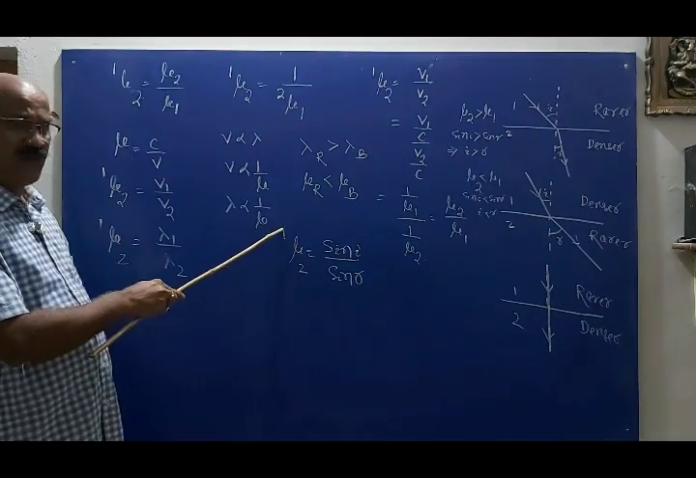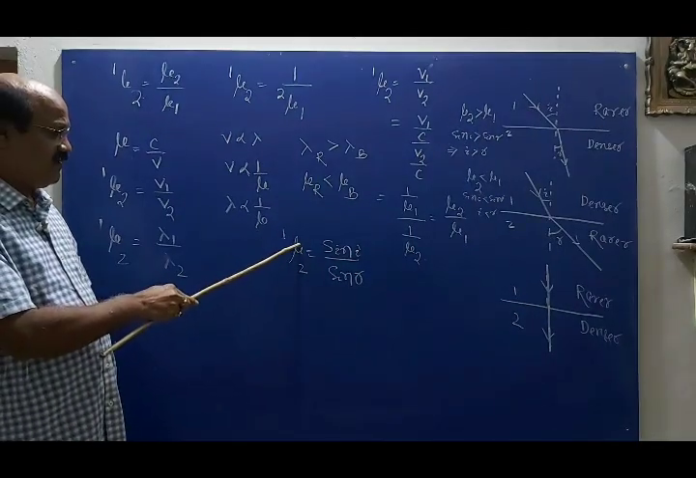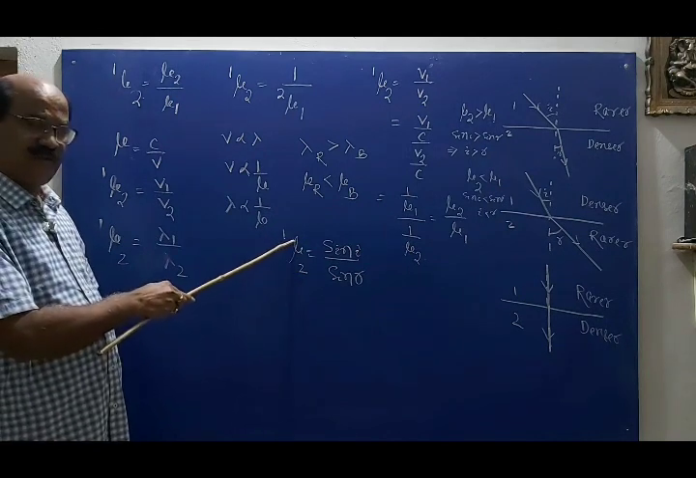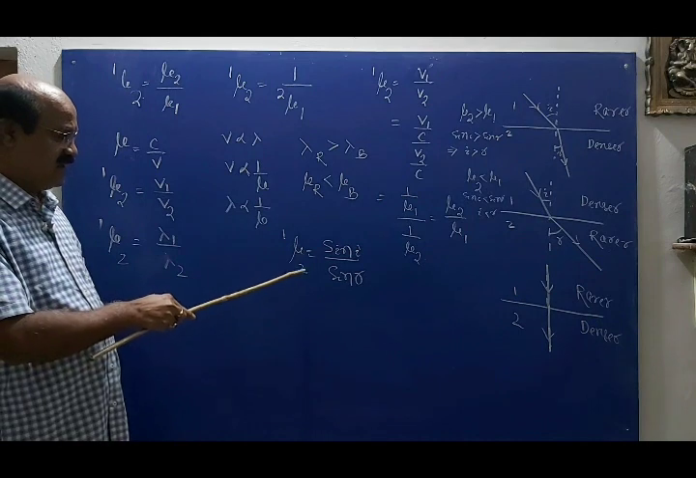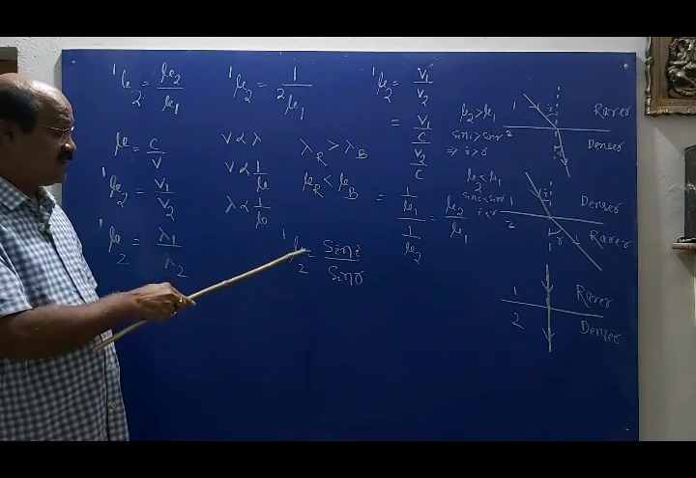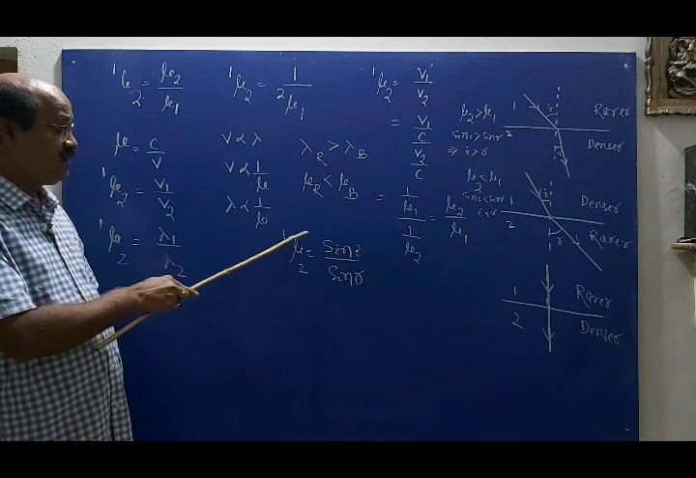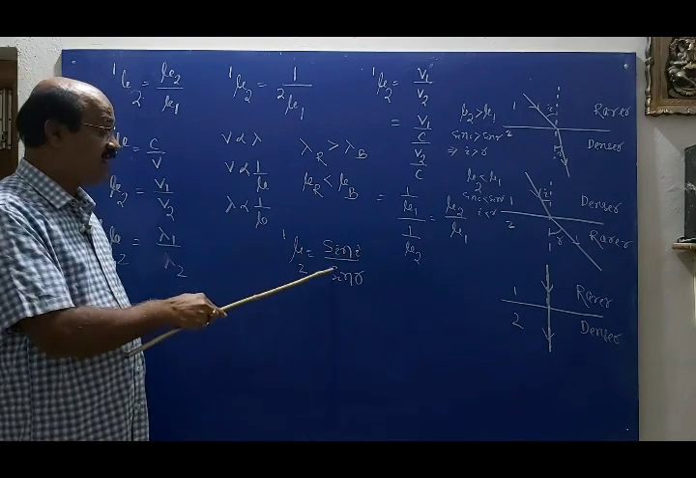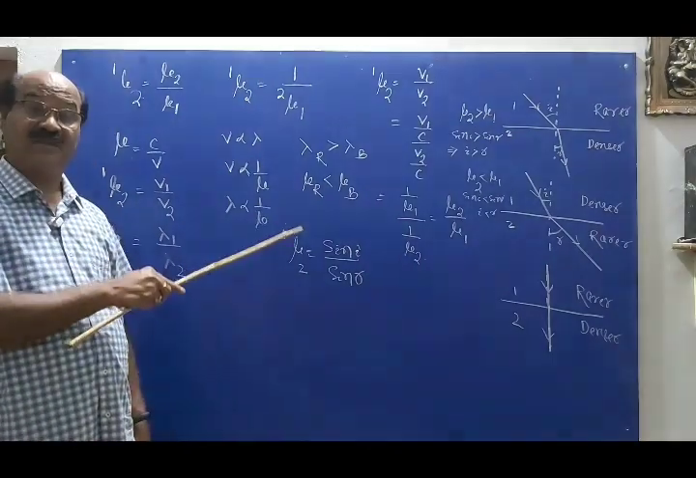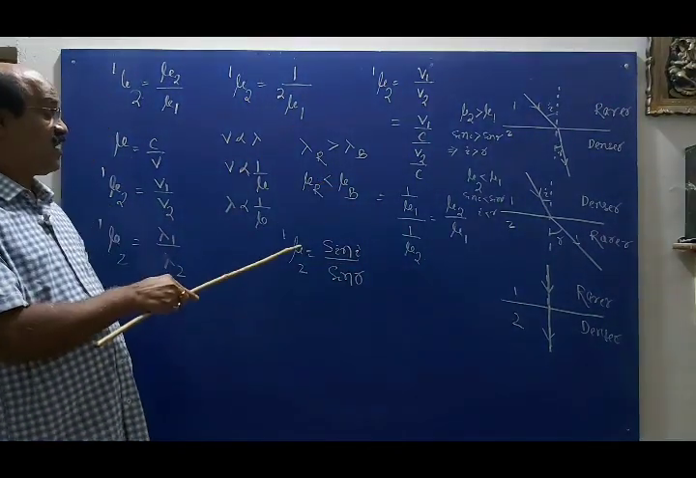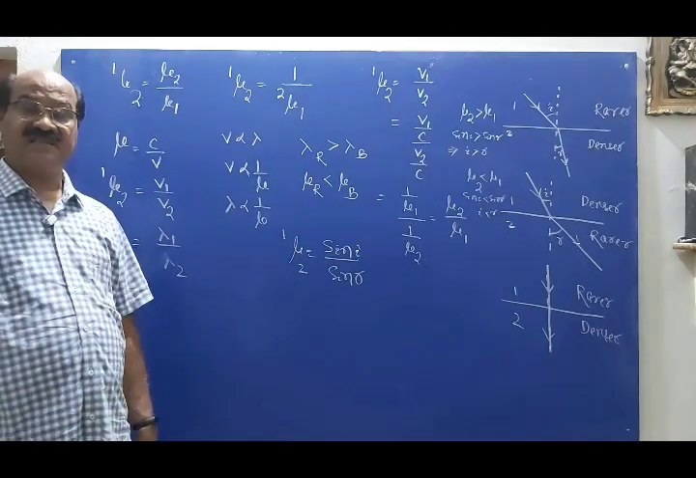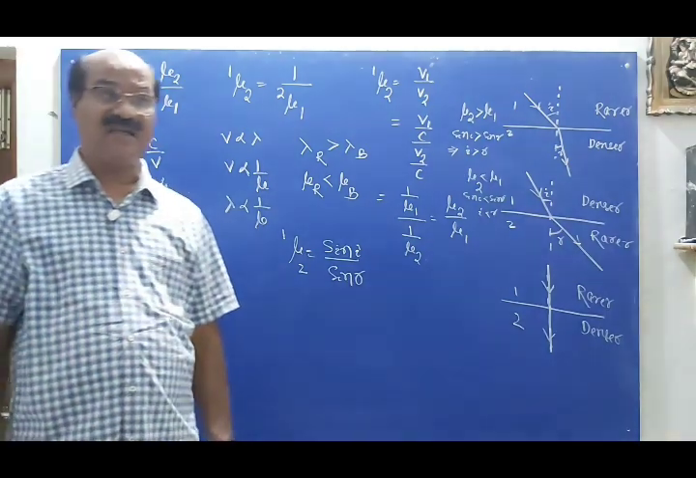Mu2 with respect to 1 means refractive index of second medium with respect to first medium. That is, the medium the light goes into is the second medium, and the medium it comes from is the first medium. Refractive index of the second medium with respect to first medium is equal to sin I by sin r. The more the refractive index of a medium, the more the bending. This formula is called Snell's law.